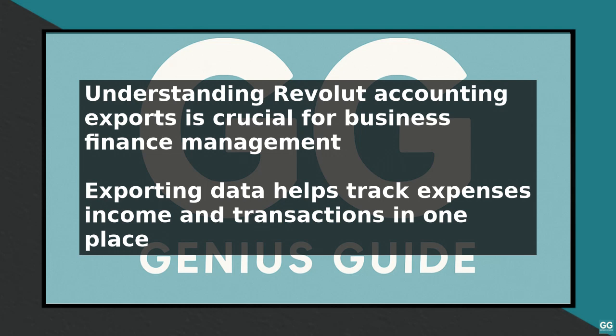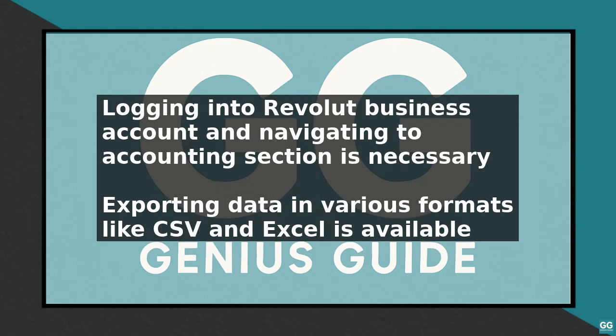To get started, log into your Revolut business account and navigate to the accounting section. Here you will find the option to export your data in various formats, including CSV, Excel, and other accounting software compatible files. Choose the format that is compatible with your accounting software, such as QuickBooks or Xero.